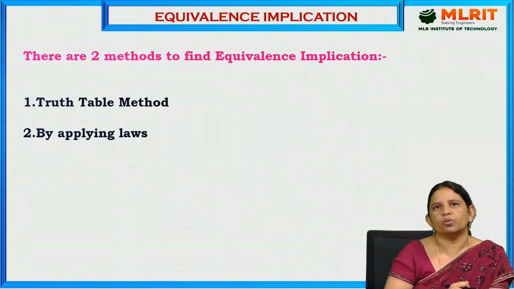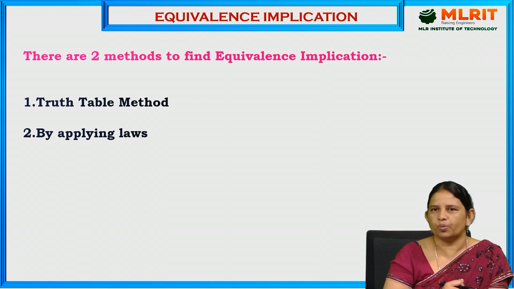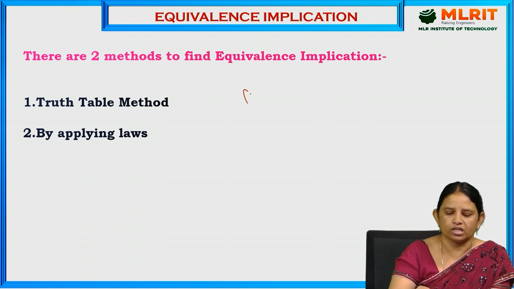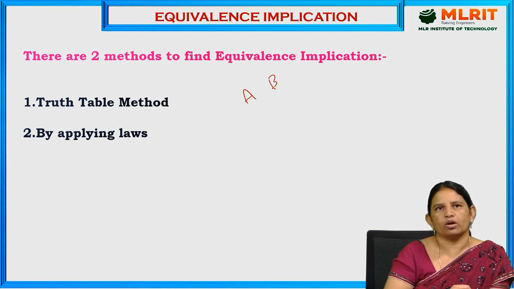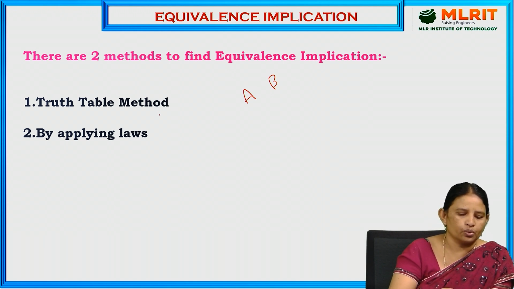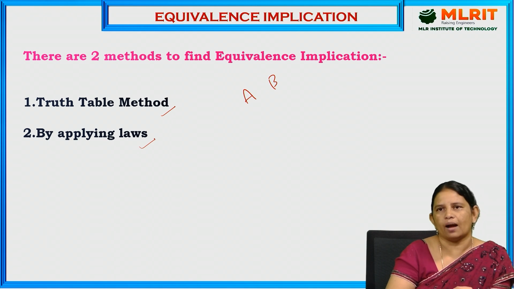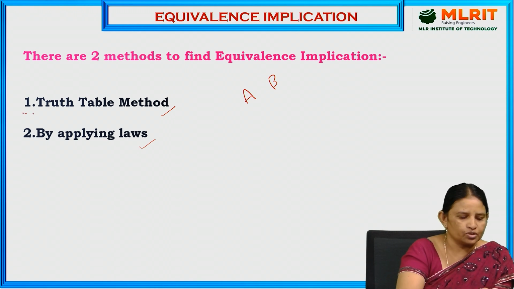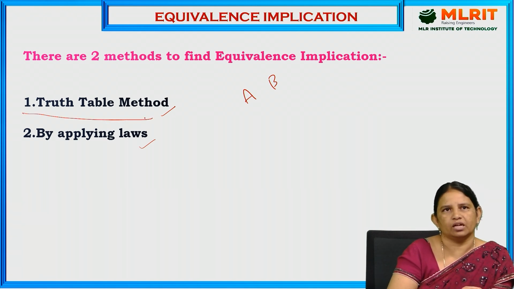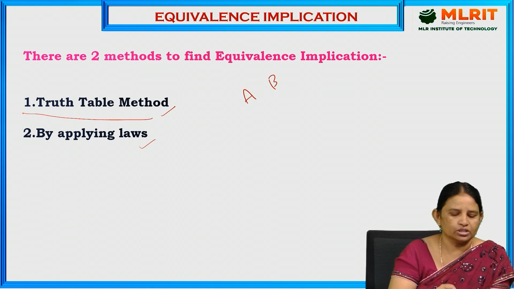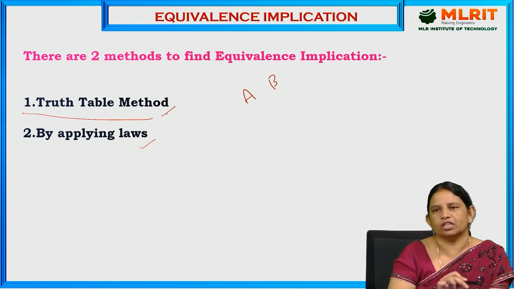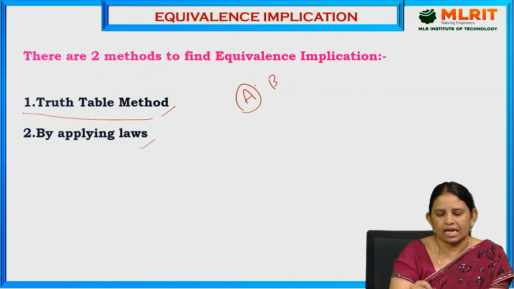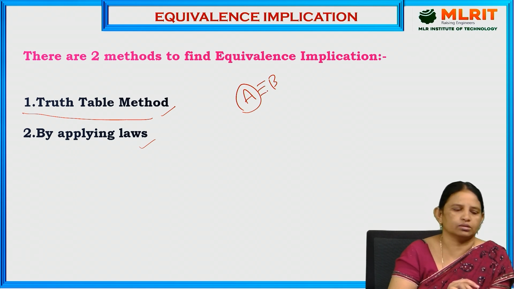There are two methods to find whether two propositions or two formulas are equivalent or not. In this lecture we are going to discuss the truth table method. In the next video we are going to discuss applying laws. So we know the procedure for the truth table method. Let us discuss how, using a truth table, we verify whether two statement formulas are equivalent or not.